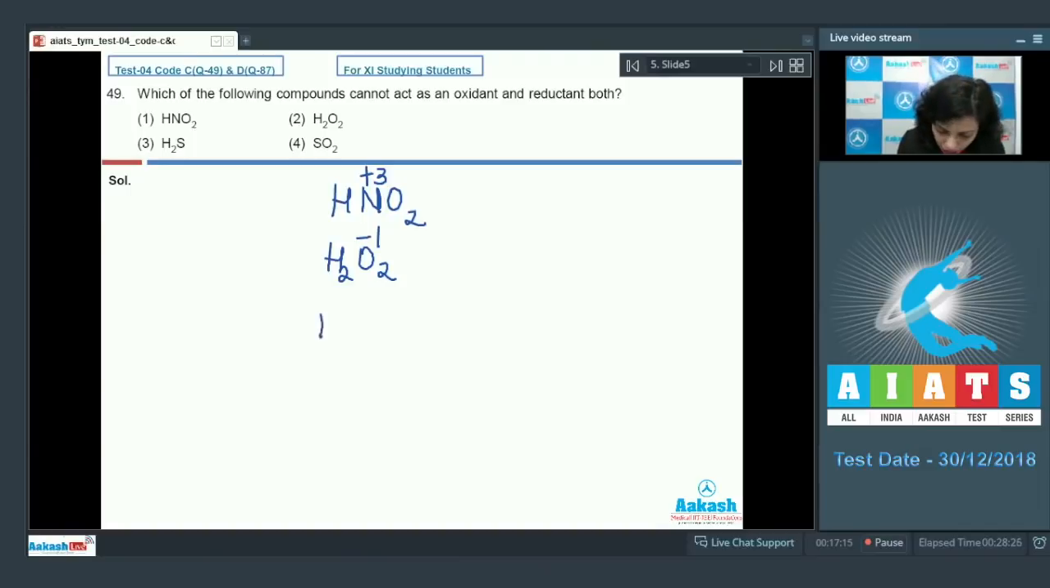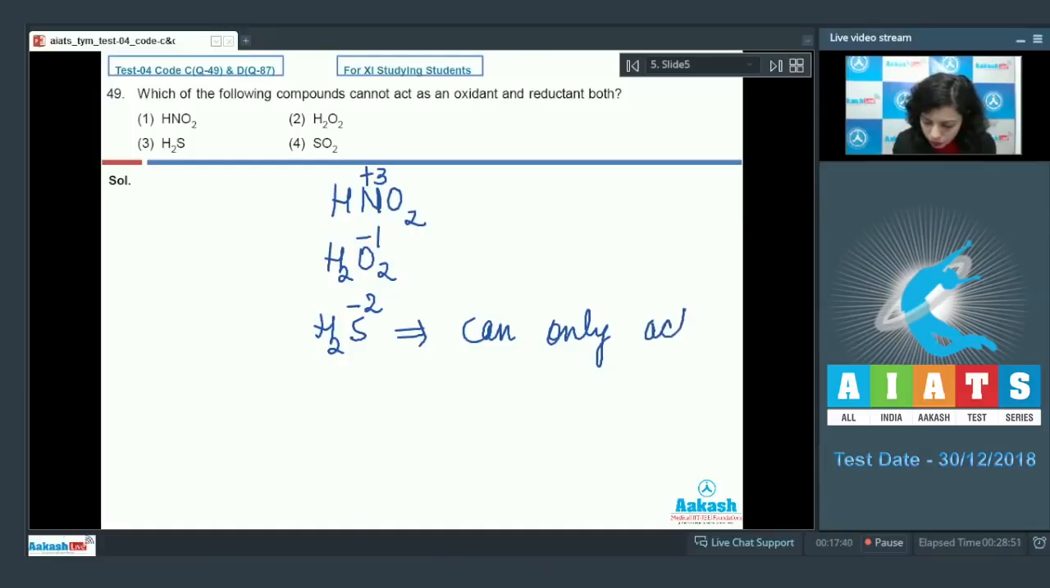Now this is the turn for next compound, that is H2S. In this case we have the sulfur atom and it is in -2 oxidation number. It can increase its oxidation number to 0 or to +6. Till +6 it can increase. But if we talk about the decrease in oxidation number, it is not possible in this case. It means this compound can only act as reducing agent, not the oxidizing agent.